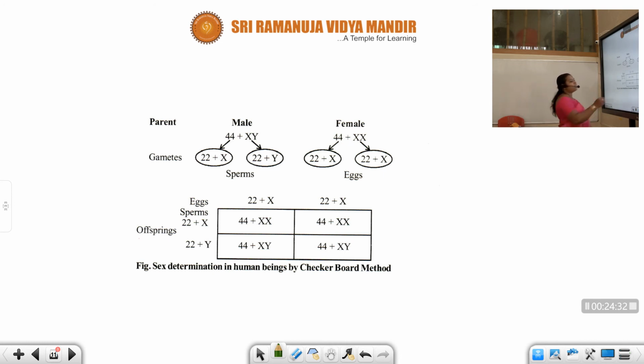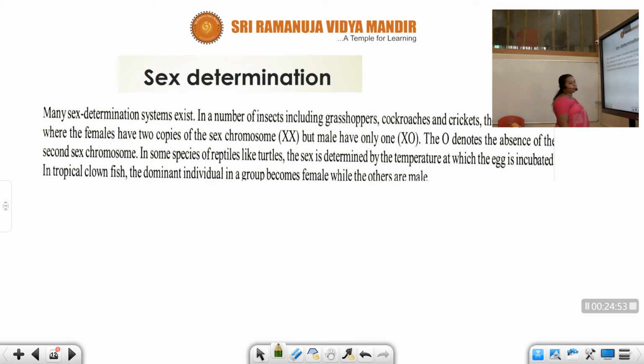If you check the checkerboard method, this is the egg. The 22 is the pair of chromosomes, that is autosomes, and these are the allosomes or sex chromosomes. So this is the Punnett diagram or checkerboard method. Let us see a few more pieces of information about this.